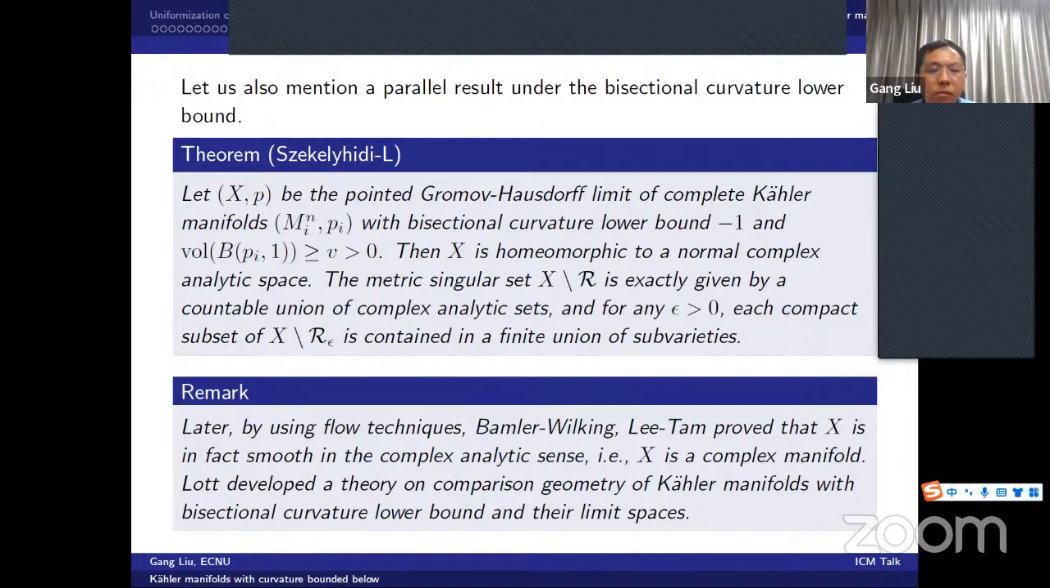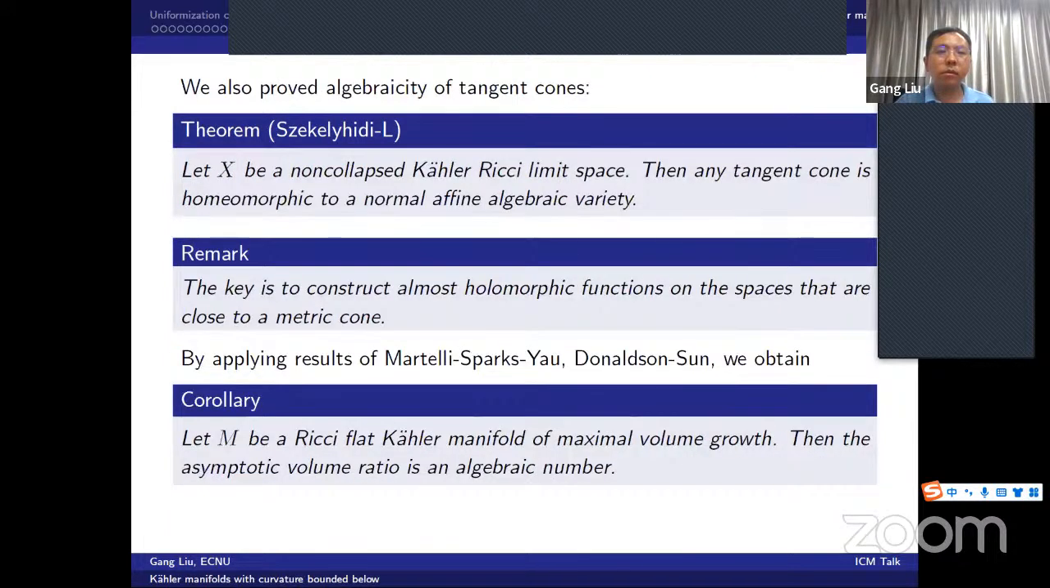Later, Bamler-Cabezas-Rivas-Wilking and Liu-Székelyhidi proved that in this case, X, the limit, is actually smooth in the complex analytic sense. Also, Lott developed a theory on comparison geometry of Kähler manifolds with bisectional curvature lower bound. Finally, let us also mention an algebraicity result.